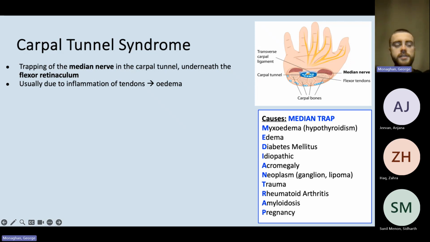So causes, very nicely form the anagram median trap. So mixed edema, which is in hypothyroidism. I won't read them all out, but you can see them there. Way to remember it very nicely, median trap.